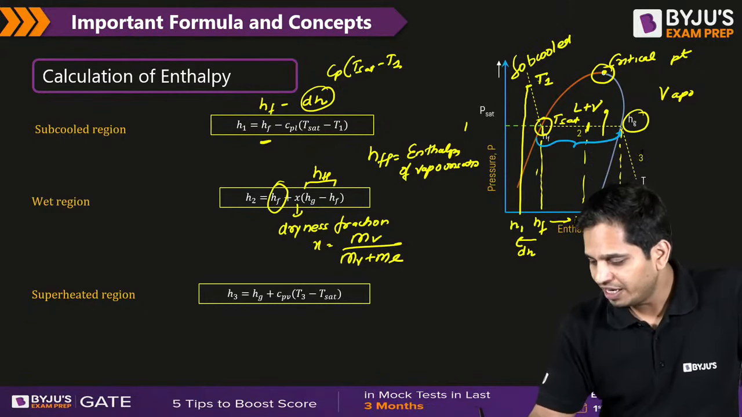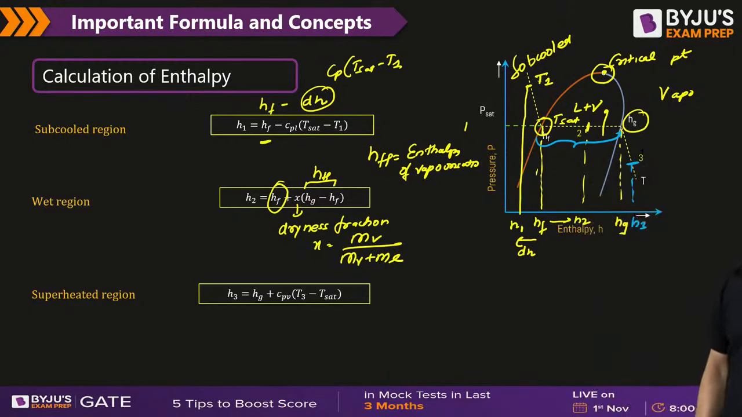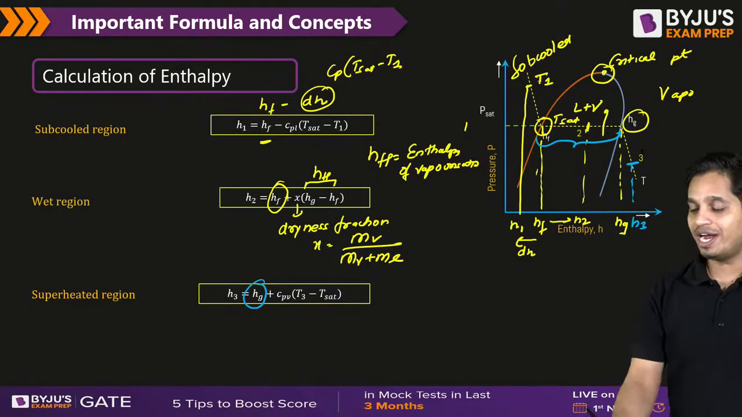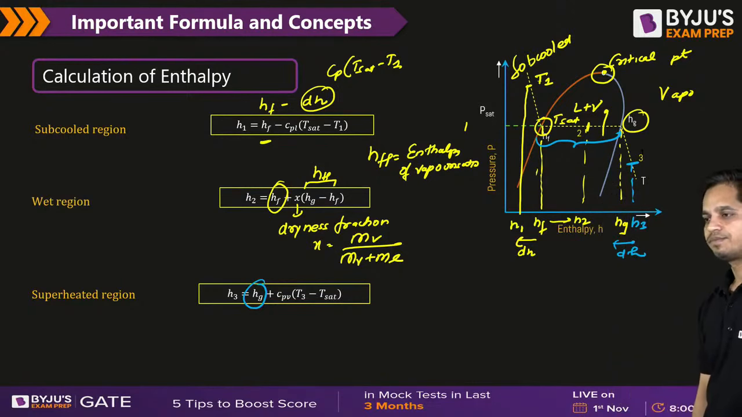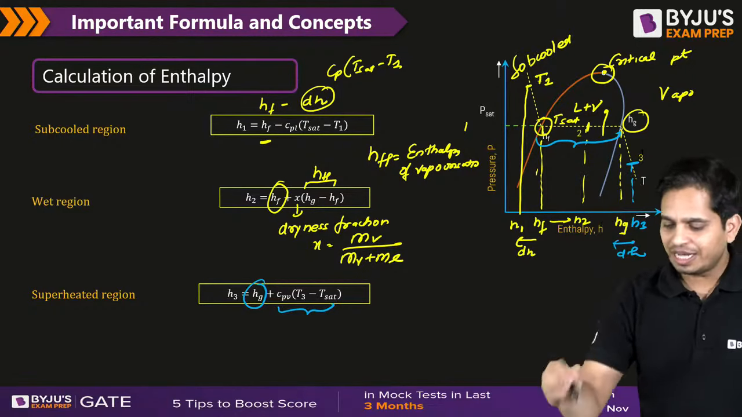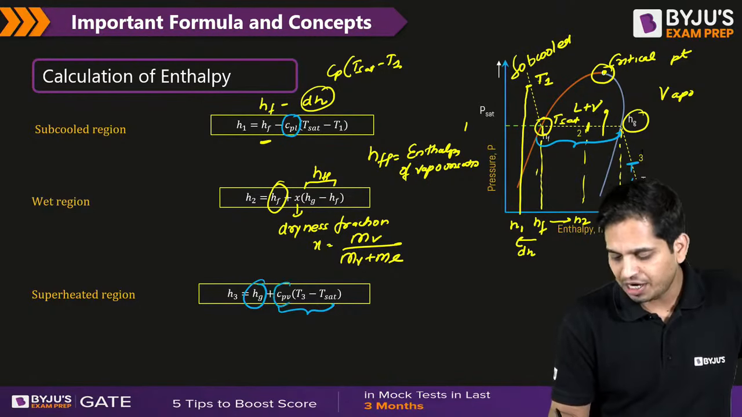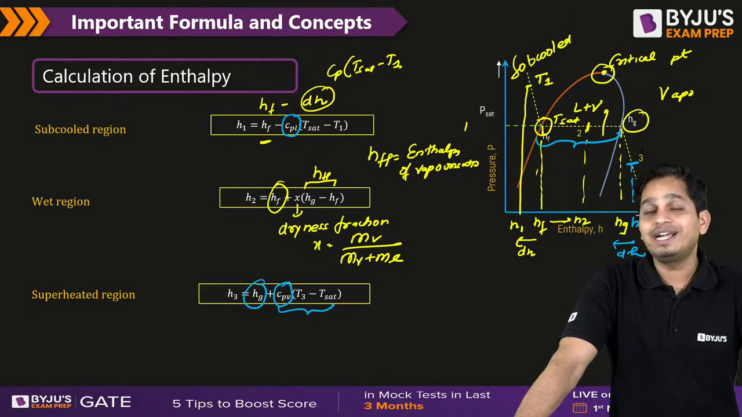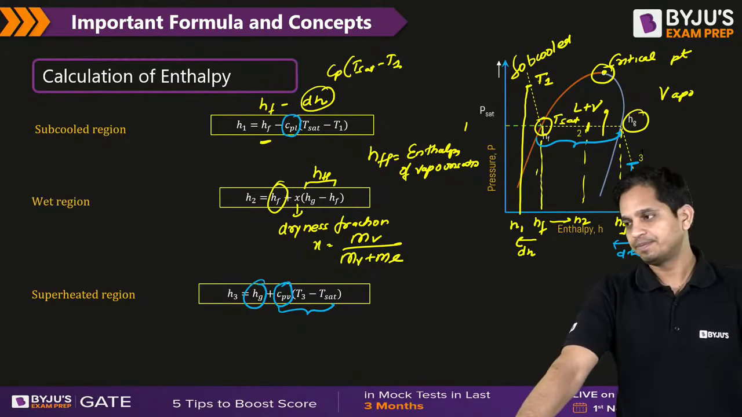Now at point 3, for example, how will you calculate H3? You need to add something to Hg. What will you add? You will add this dH, which is CPV. Very important information here: this is specific heat of liquid at constant pressure, and this is specific heat of vapor at constant pressure, CPV constant.